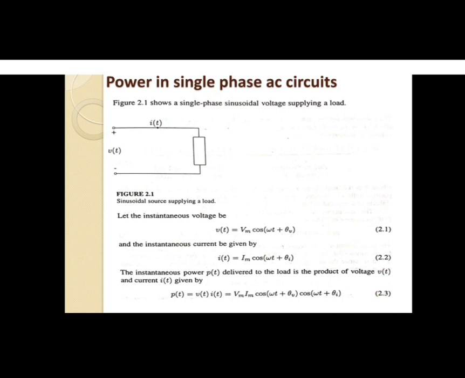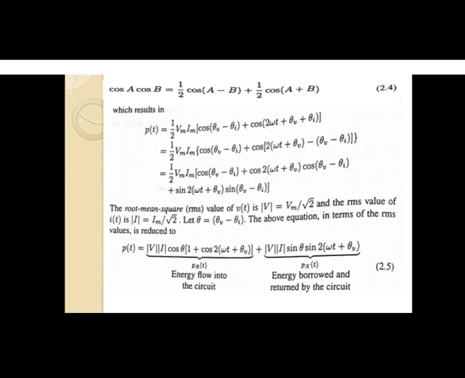Now if we try to calculate the power, the instantaneous power is given by P of t equal to V into I. So P of t is equal to V of t into I of t, where V of t is Vm cos(omega t plus theta v) and I of t is Im cos(omega t plus theta I), equation number 3.